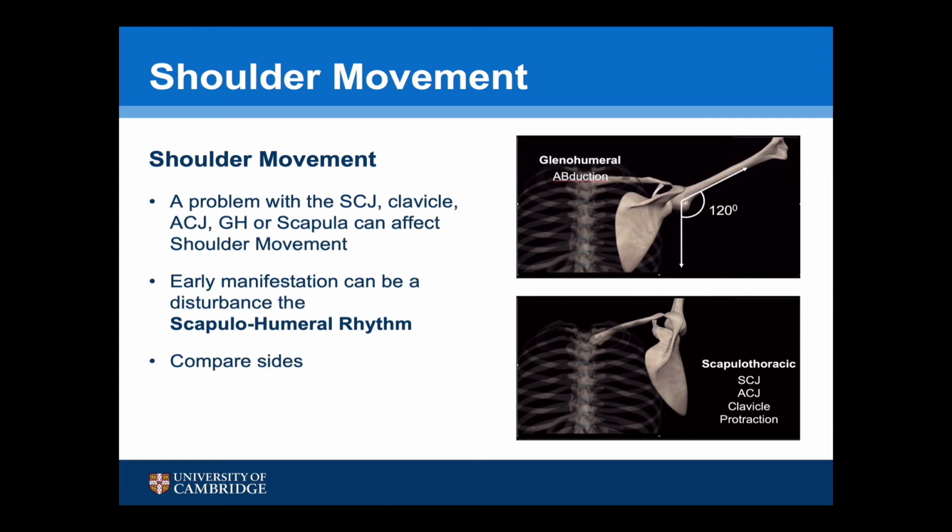Any problem with the sternoclavicular joint, clavicle, AC joint, glenohumeral joint or scapula can have an effect on shoulder movement. An early manifestation of any of these problems can be a disturbance in the Scapulo-Humeral rhythm. To assess this, it's important to compare sides on a patient.